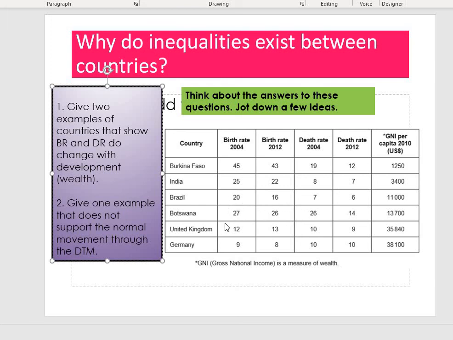So that's one that doesn't follow the pattern of the demographic transition model very well at all. And we would need to investigate that further to find out why that was, that it was sort of bucking the trend of the idea of greater wealth and development, meaning that the birth rates and the death rates would be lower.